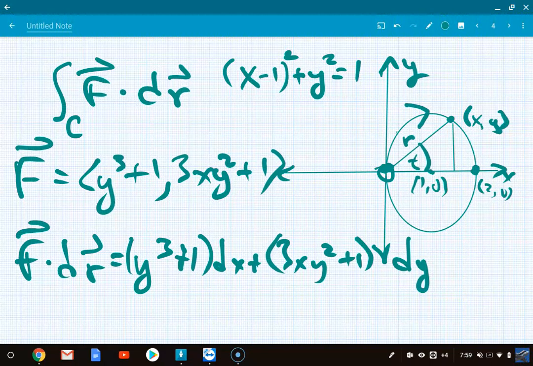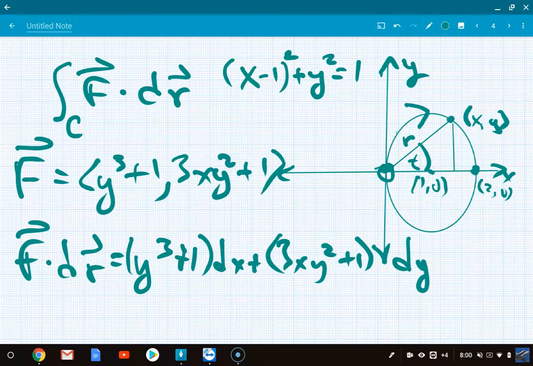Up to here, when is cosine t plus 1 equal to 2? When cosine t is 1. When is cosine t equal to 1? At 0. So it's negative pi to 0?